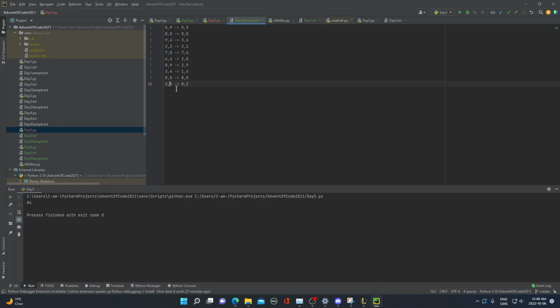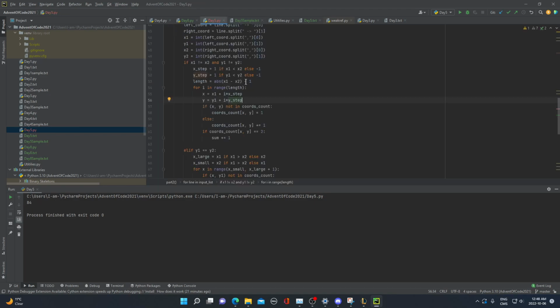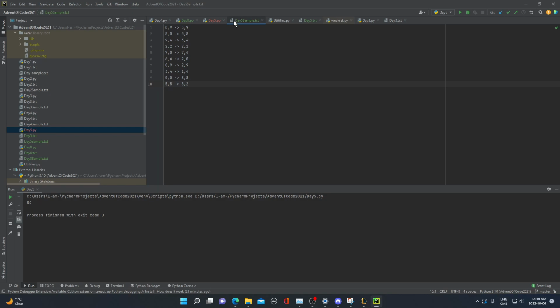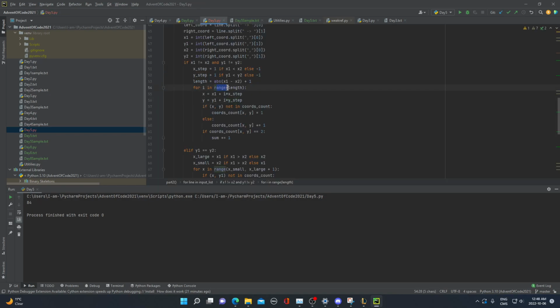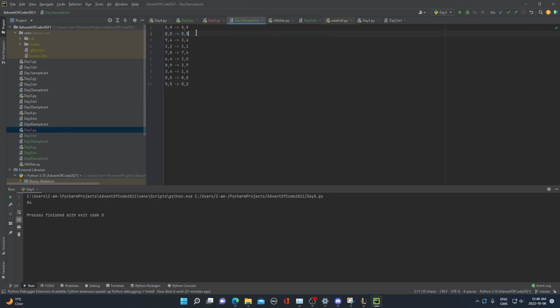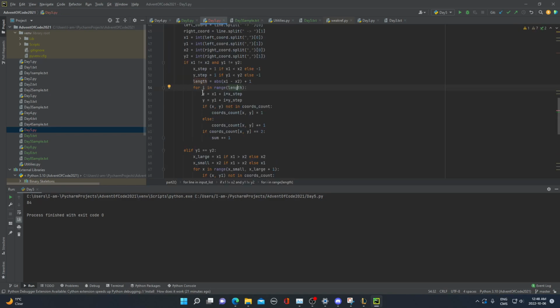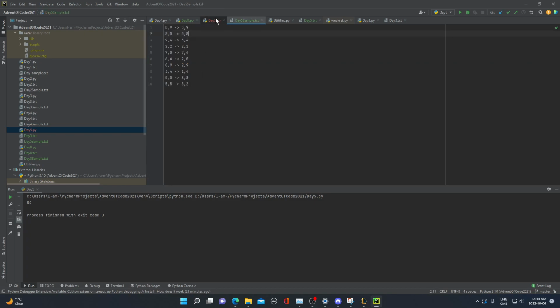Length equals 5 minus 8, which is negative 3, plus 1 is 4. But we're using the range function, which is 0, 1, 2, and 3. And I think that is what we want. Yes. The length is 4, but the range is 3. It looks like the length is 8, but the length is actually 9. That makes sense. So x would be equal to 5 plus 0 times 1, okay, which is just 5 and 5. And then 5 plus 1 is 6, and then minus 1 would be 4.